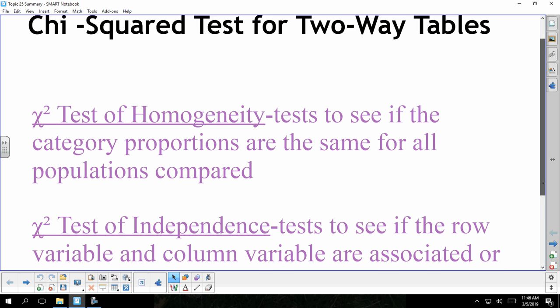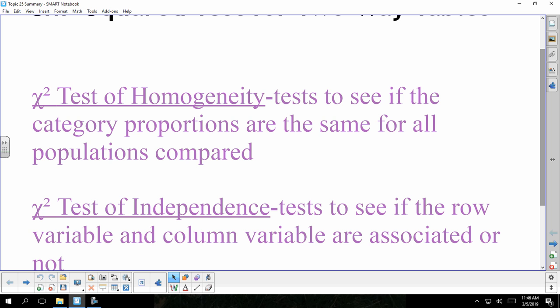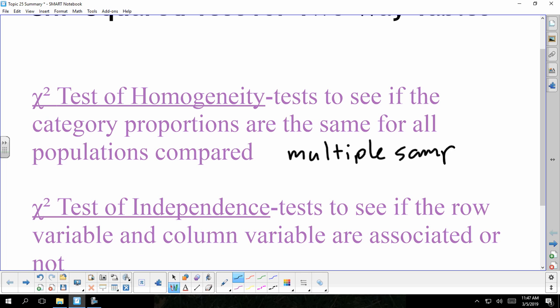A chi-squared test of homogeneity tests to see if all category proportions are the same for all populations compared. So in our test of homogeneity, we're going to have multiple samples, more than just one sample. That's one way to check. We could have 3 different random samples and several categories in each of those samples, and see if the proportions are the same across those different samples.